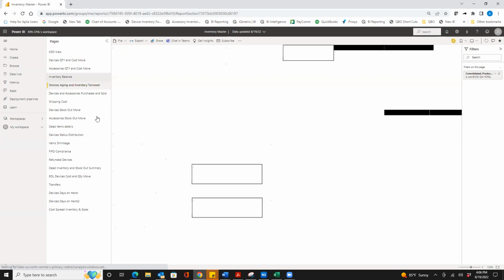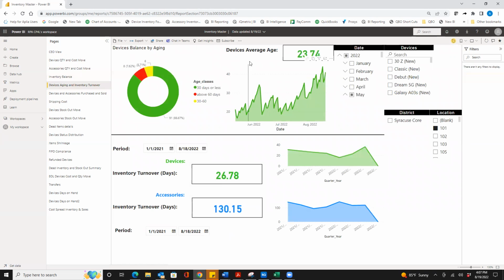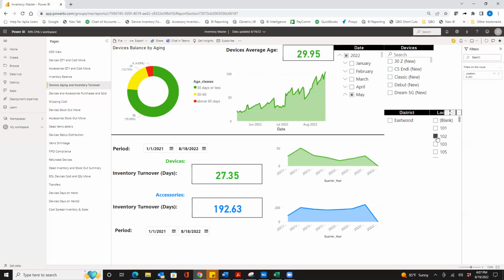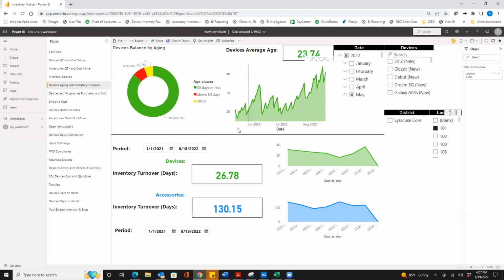In the next one, I like looking at the average aging of the devices and the inventory turnover. Average age of a device and inventory turnover are really similar metrics. They're calculated slightly differently, but they tell you the same story, and that is how old the inventory on hand is. This nice pie chart lets you see what percentage of your inventory in a specific location is below 30 days, what percentage is in the red, and what percentage is in the yellow, allowing you to zoom in. You can do that for a specific location or a specific district, and the number will change and update automatically as you change the location.